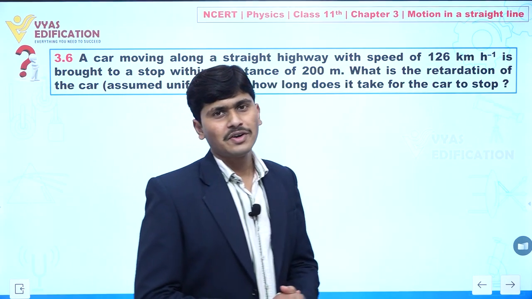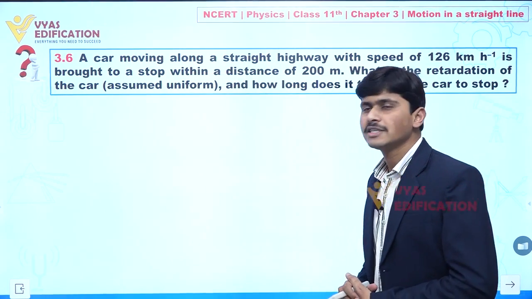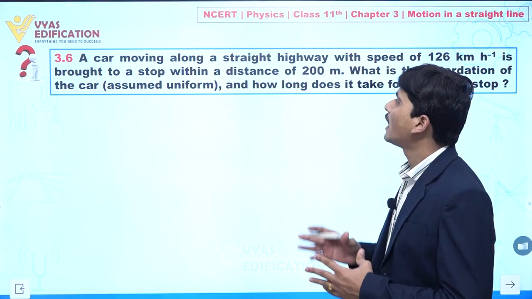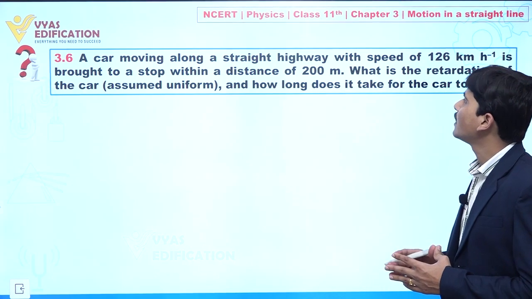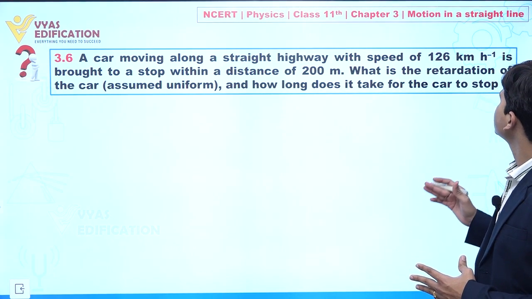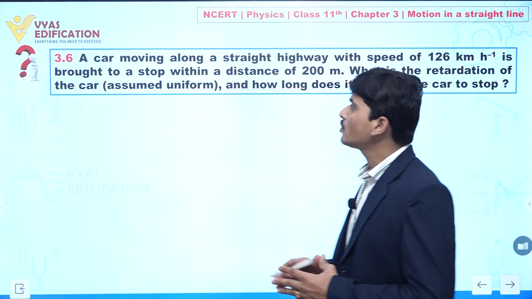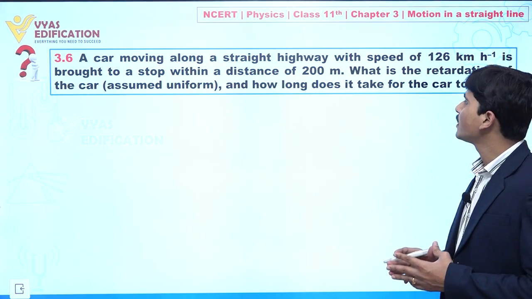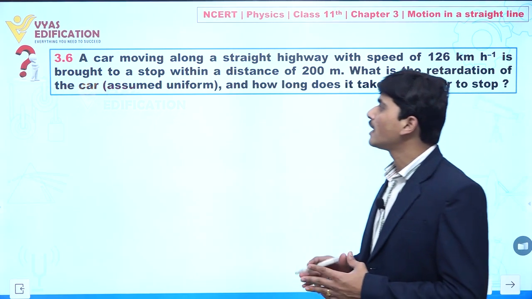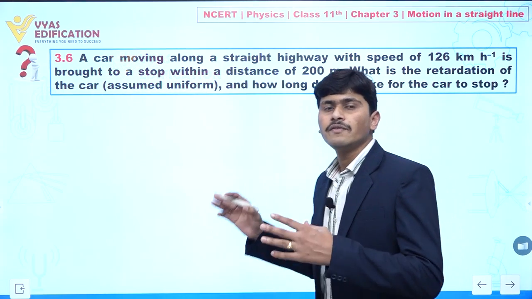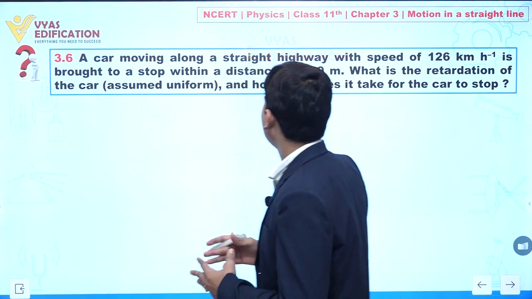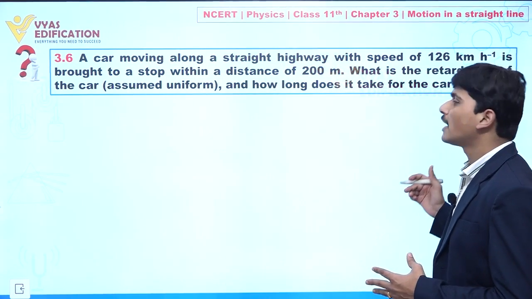Now dear students, we are going to discuss the next question, question number 3.6. It is given: a car moving along a straight highway with a speed of 126 km per hour is brought to a stop within a distance of 200 meters. What is the retardation of the car, assumed uniform? It means we have to assume uniform retardation. And how long does it take for the car to stop?